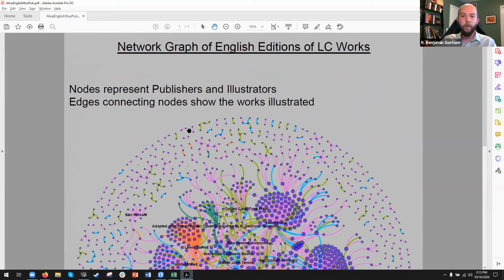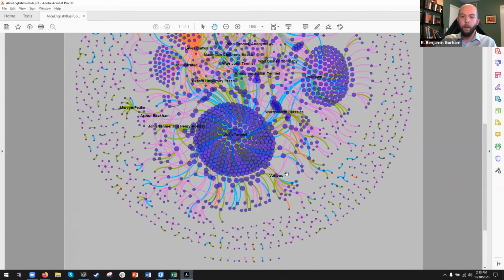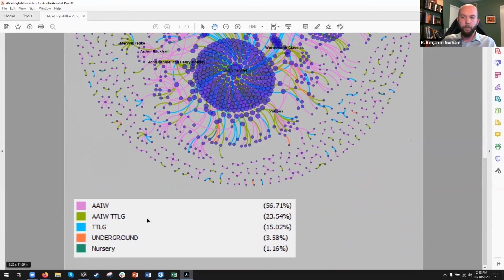But here the nodes, the little dots, are going to represent publishers and illustrators, and the edges that connect them are colored based on the work that's being illustrated here. So we have a little legend for that down here. Alice in Wonderland is in pink, combined Wonderland and Looking Glass is in green, Looking Glass is blue, the Underground is orange, and then the Nursery edition is in that kind of dark green here.